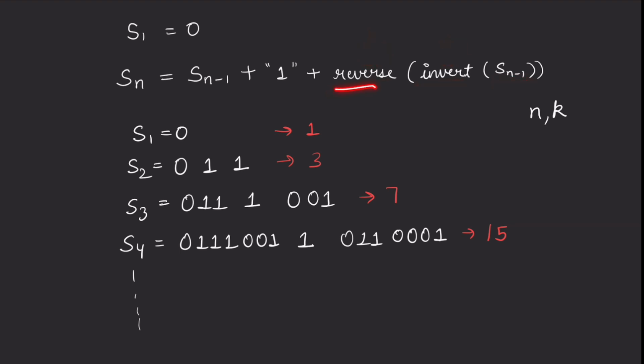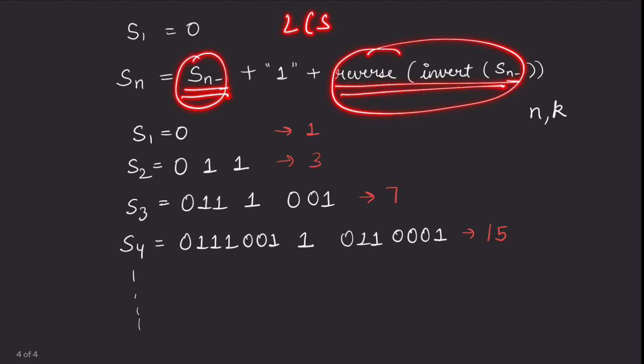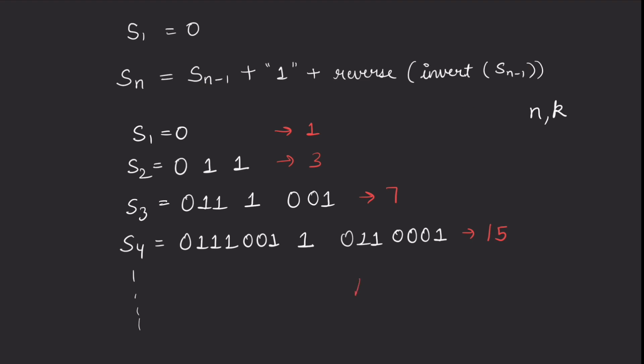After these two operations, is the length of S of n minus 1 going to change? No, because we are only inverting and reversing. We are not adding or removing any bit. So can I say that whatever is this length will be this length, and these lengths are equal to the length of S of n minus 1? And we are just adding one extra bit to it. So can I form this relation that the length of S of n will be equal to 2 into length of S of n minus 1 plus 1? We can say this as well.